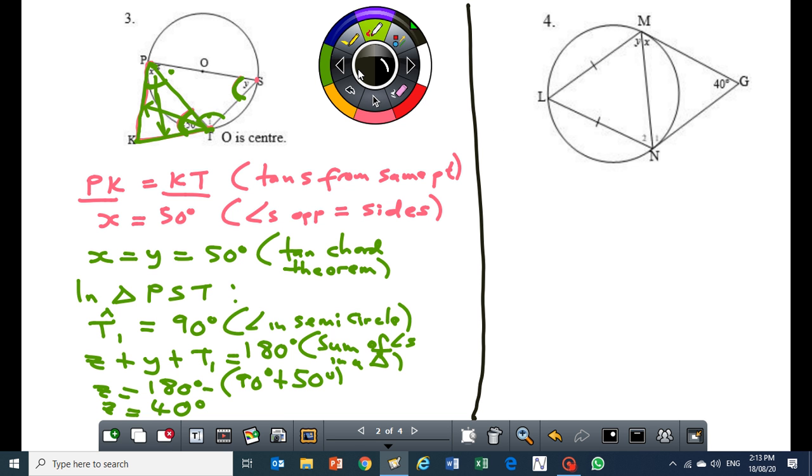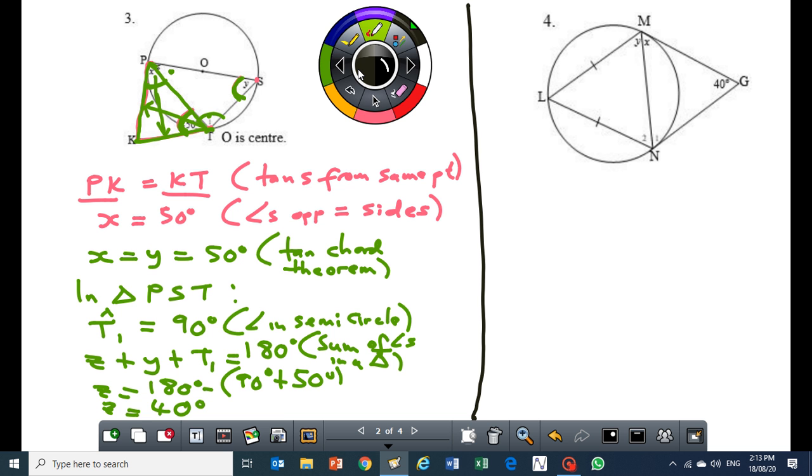Alright, let's move on to question 4. Question 4 says you have a triangle inside the circle, and you have two tangents. There is no cyclic part, so you can't use theorem 4, 5, or 6. You might need to use 7, 8, or 9. There is no center, so you can't use theorem 1, 2, or 3. Which means you only have to use any one of the three tangent theorems together with your knowledge of triangles, because there is a triangle.